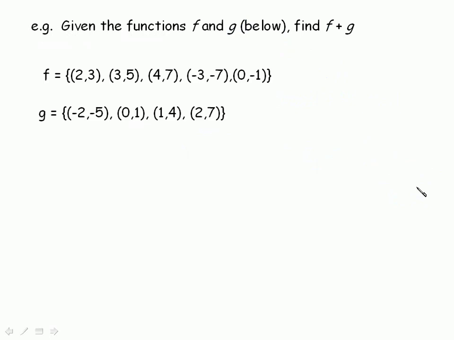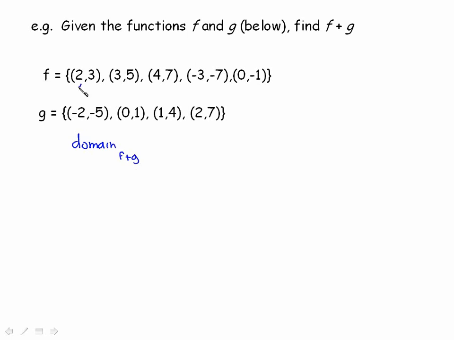Now if we looked at a simple example, given the functions f and g below, here they are, we want to find f plus g. So the first thing that we have to do is get the domain of f plus g. And as was noted earlier, the domain is going to be the common or the shared x values, the intersection. They have to be in both f and g.